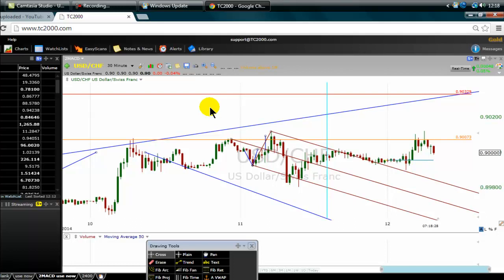Let me say this again. Traders that are buying the euro dollar may use also the dollar Swiss franc as a hedging. So they will buy the euro dollar and at the same time buy the dollar Swiss franc. This is a hedging activity. The second trade is protecting the first trade. I hope you understand what I'm trying to explain here about the hedging activity.